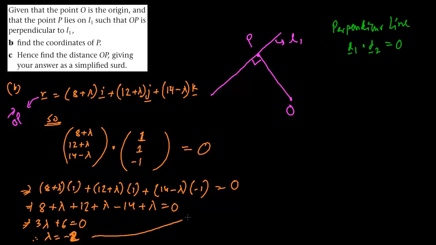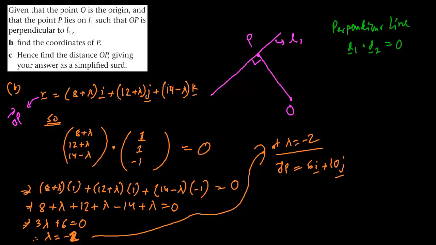So for the point P, lambda equals minus 2. Let's find the value of the coordinates. At lambda equals minus 2, we can find OP. OP equals 8 plus lambda, that means 8 minus 2 is 6i. 12 plus lambda, 12 minus 2 is 10j. And 14 minus lambda, 14 minus minus 2 is plus 16k. So P has coordinates 6, 10, 16.